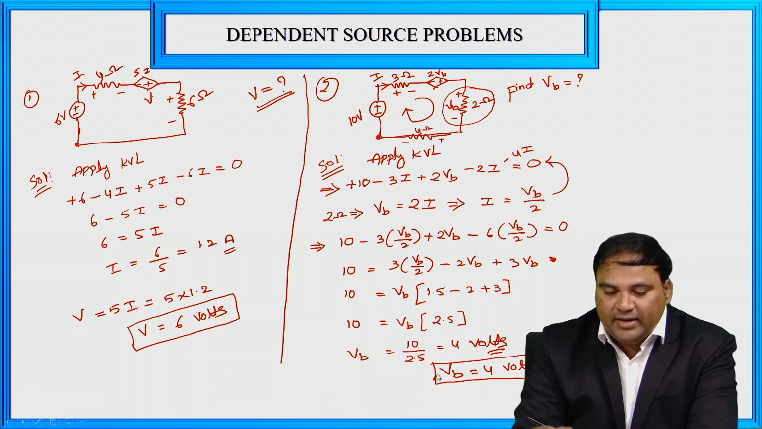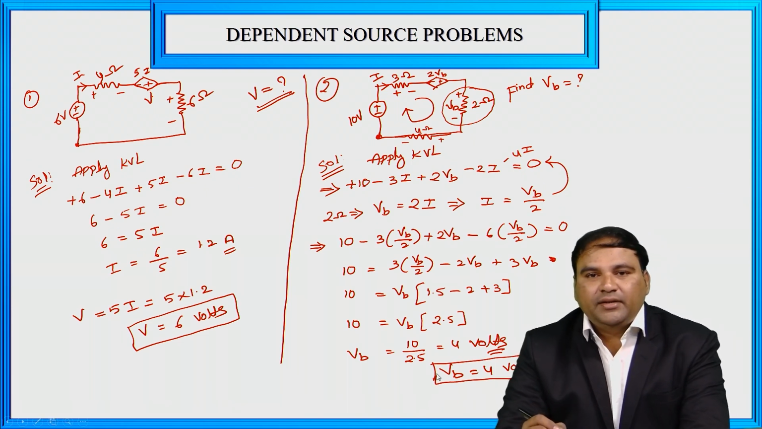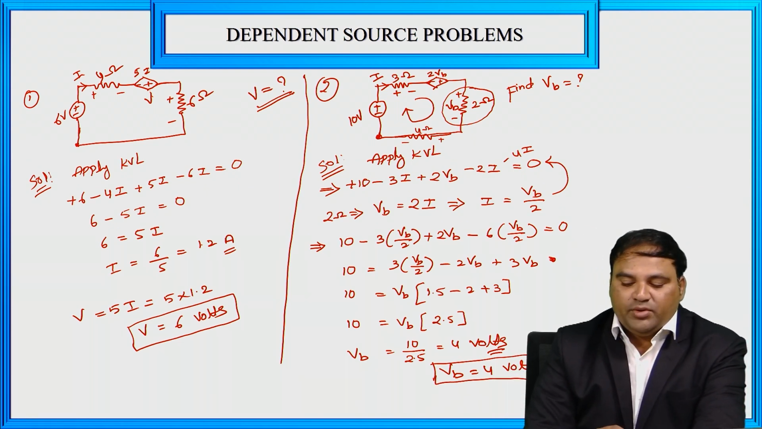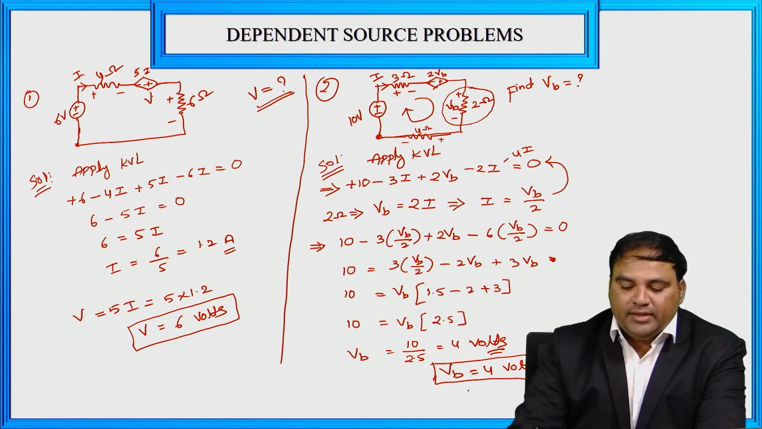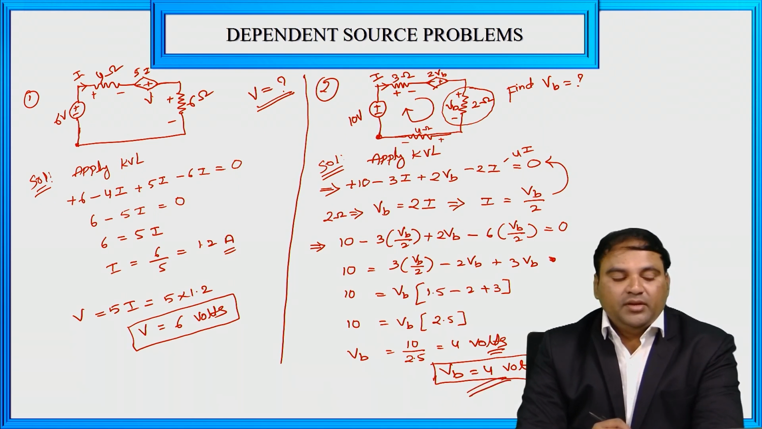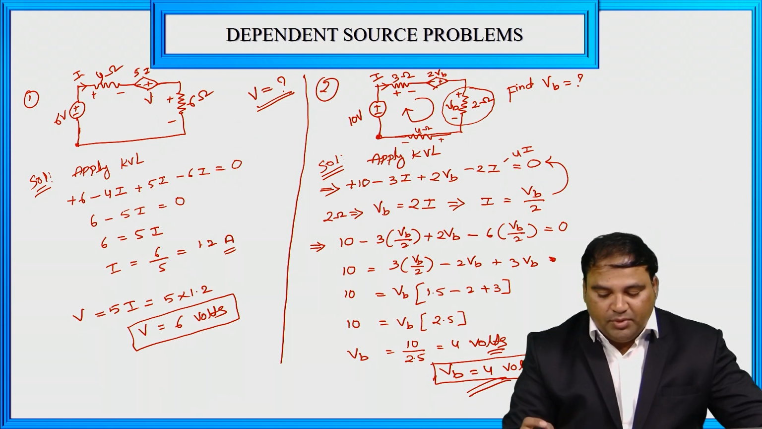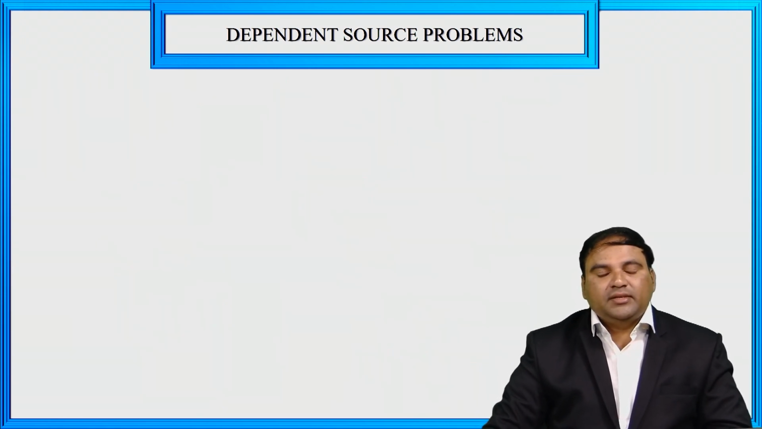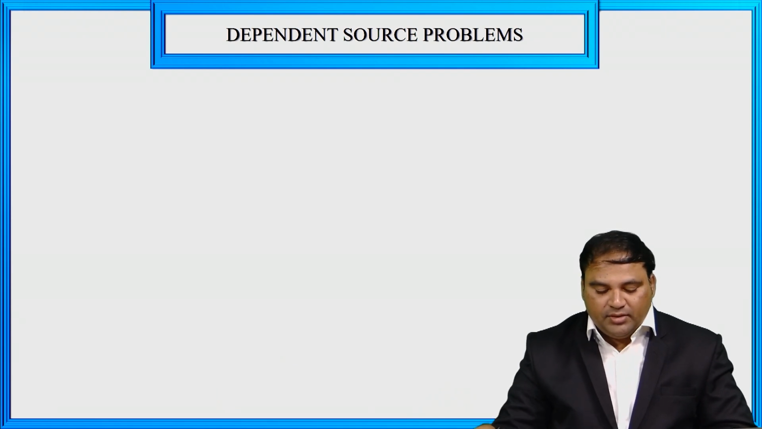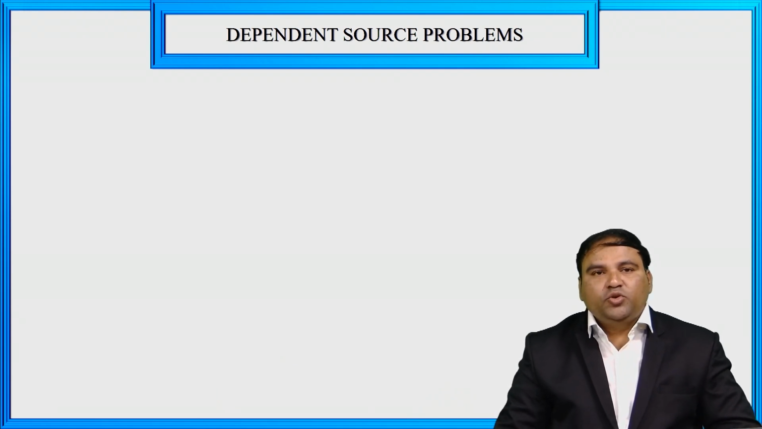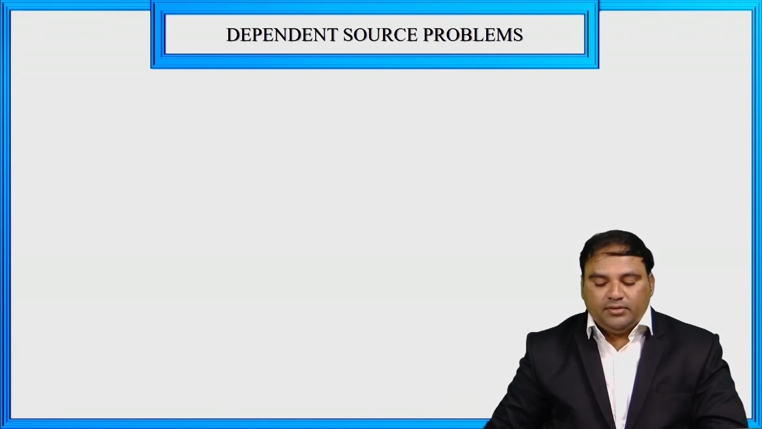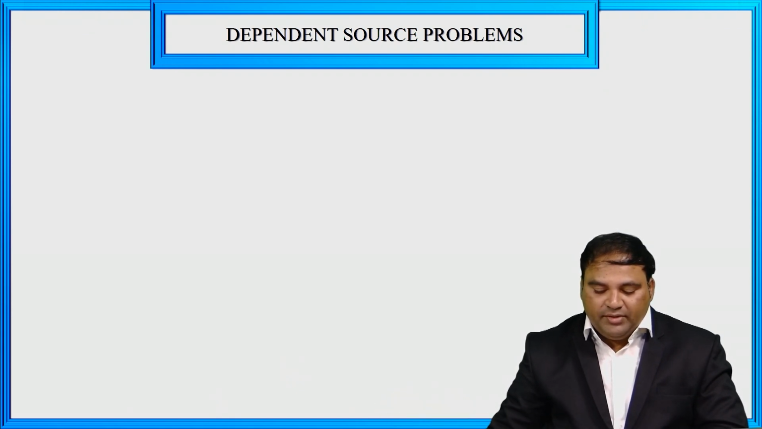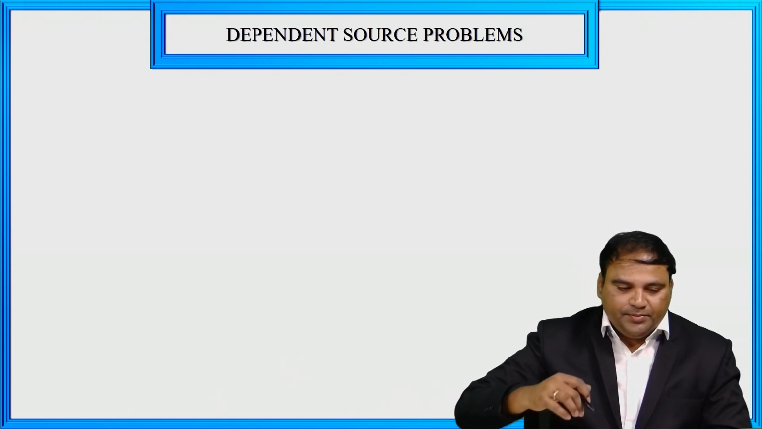Here is the calculation of the dependent source. So VB equal to 4 volts, right? Here is the dependent source problem. Now we'll go for the next problem. In this next problem, we'll take 2 loops, so here we'll take a 2 loops circuit.